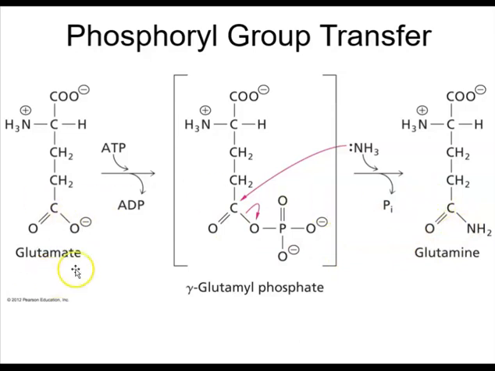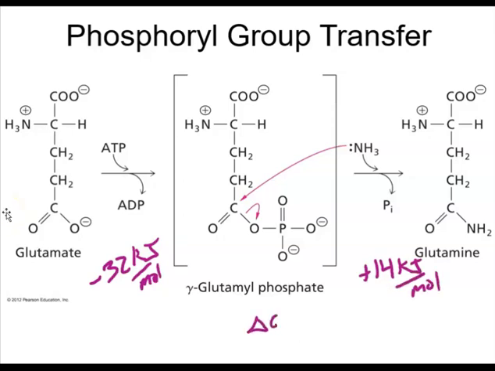So step one is going to be negative 32 kilojoules per mole. And step two here is going to be plus 14 kilojoules per mole. The overall delta G, the net, when you add negative 32 and 14, is going to be negative 18 kilojoules per mole. So now this became spontaneous. This became a spontaneous reaction by coupling these two reactions together.